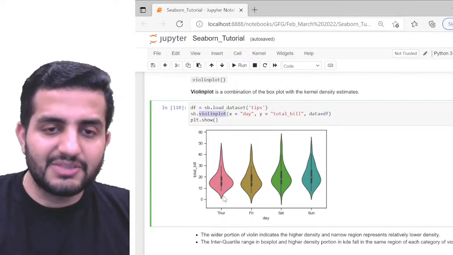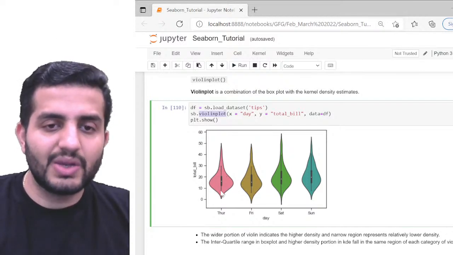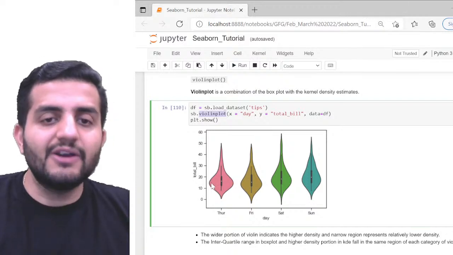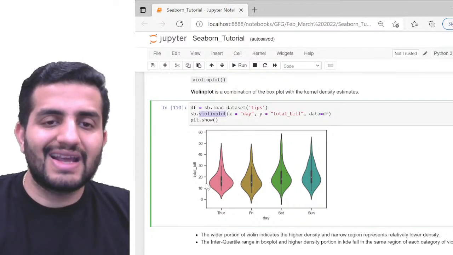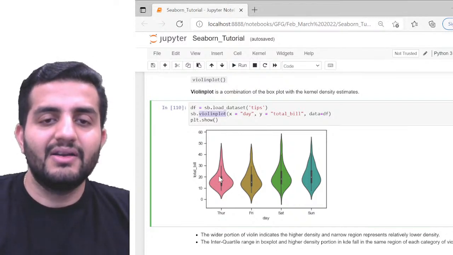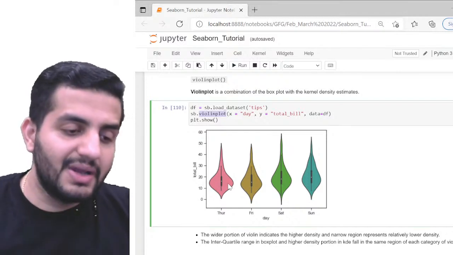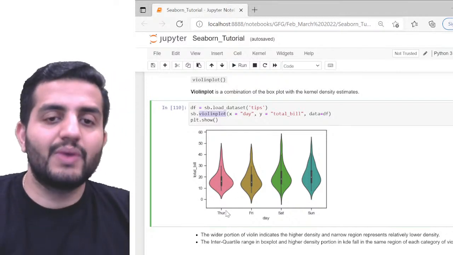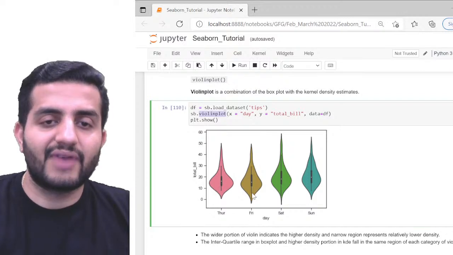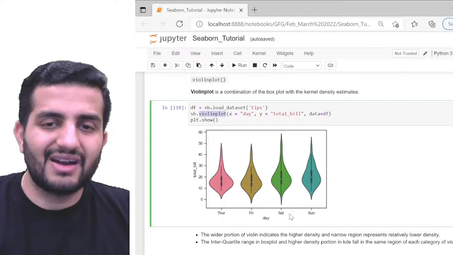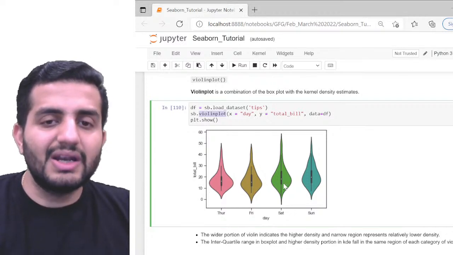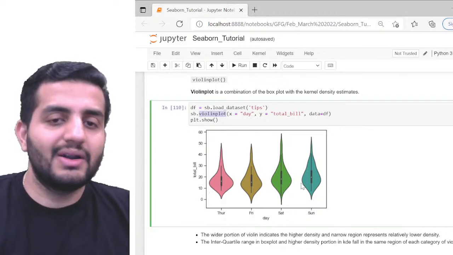You can see this bulge part, right? This bulge part is showing that the majority of my data points lie in this area. So on Thursday, the majority of my bills is between the range 10 and 20. Clear? Likewise, even on Friday, it's between 10 and 20. So almost similar. Even on Saturdays, even on Sundays, the majority bill amount is between 10 and 20 only.